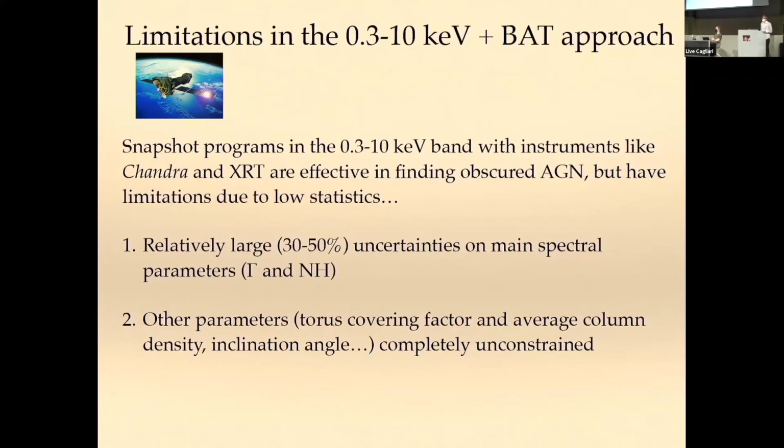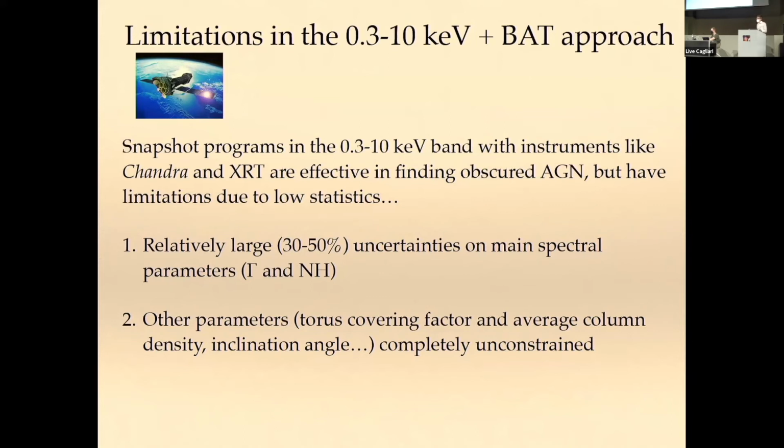So this is very good to find good candidate obscured AGN, but there are limitations to this approach, because as we know, the combination of Chandra and BAT doesn't make for a very good spectrum overall. These Chandra observations are snapshots of about 10 kiloseconds, so the count statistic is limited. So the parameters that we are able to measure, such as the spectral photon index for the AGN and the line of sight column density, have very large uncertainties.